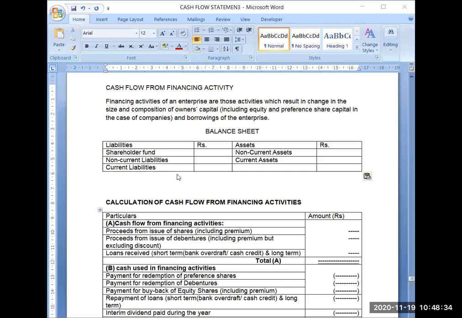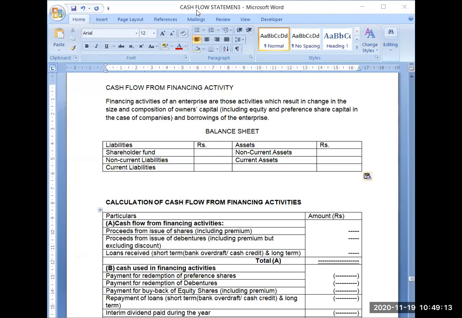So today our topic will be cash flow from financing activity. Now financing activities of an enterprise are those activities which result in change in the size and composition of owner's capital and borrowings of the enterprise. So whatever funds you are arranging for your business in any manner, that is called financing activity.